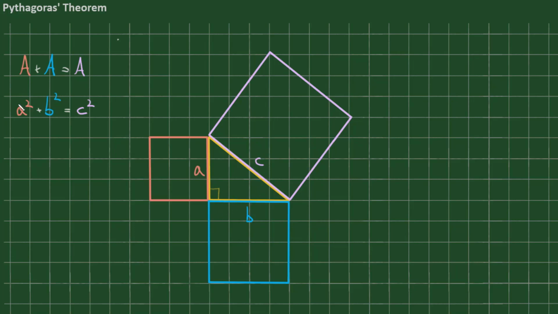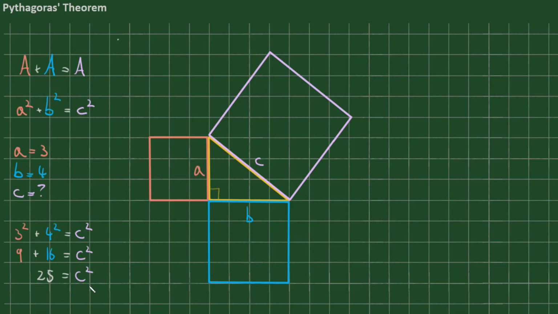For example, let's say that A is equal to 3 and B is equal to 4. What will be C? Well, let's use our formula. I'm going to substitute my values for A and B. So that means that I will have 3 squared plus 4 squared equals C squared. 3 squared is 9, 4 squared is 16. 9 plus 16 is 25. So 25 equals C squared.